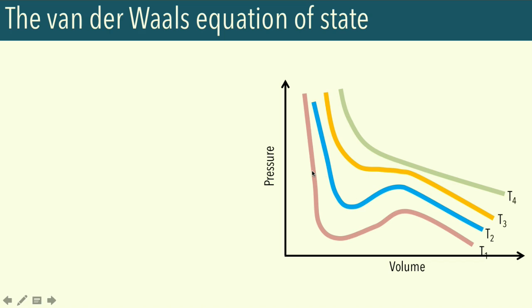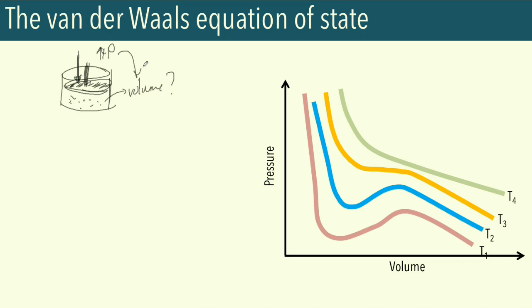Recall again the basic principle. If we have a gas, or any sort of substance really, in a system over here, let's say with a movable piston so that we can control the pressure, we have a certain substance here. What happens when we increase the pressure of our system? As in, we push down on this piston, what's going to happen to the volume?